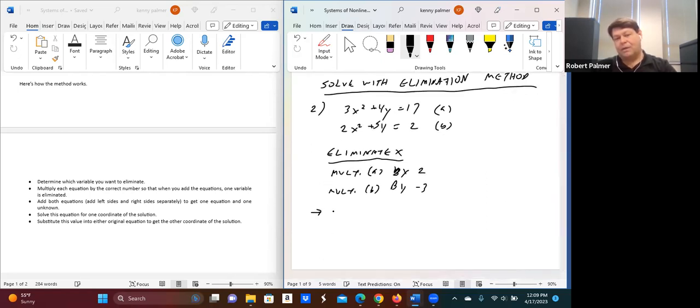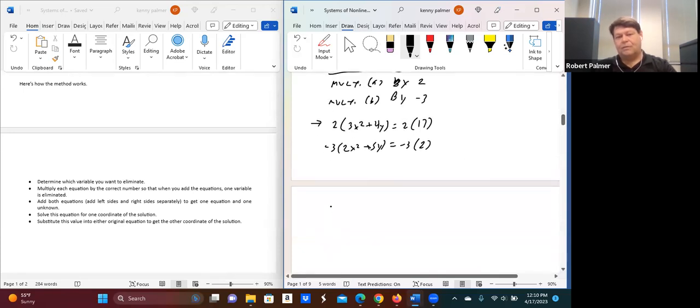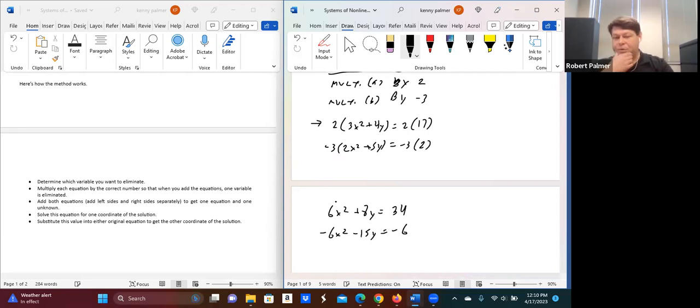If I do that, I have 2 times the first equation, 3x squared plus 4y is equal to 2 times 17. And then over here I have negative 3 times the second equation, 2x squared plus 5y is equal to negative 3 times 2. We do that, and we get for equation A, 6x squared plus 8y is equal to 34. And the second equation, I get negative 6x squared minus 15y is equal to negative 6. Okay, double check, make sure everything is correct.